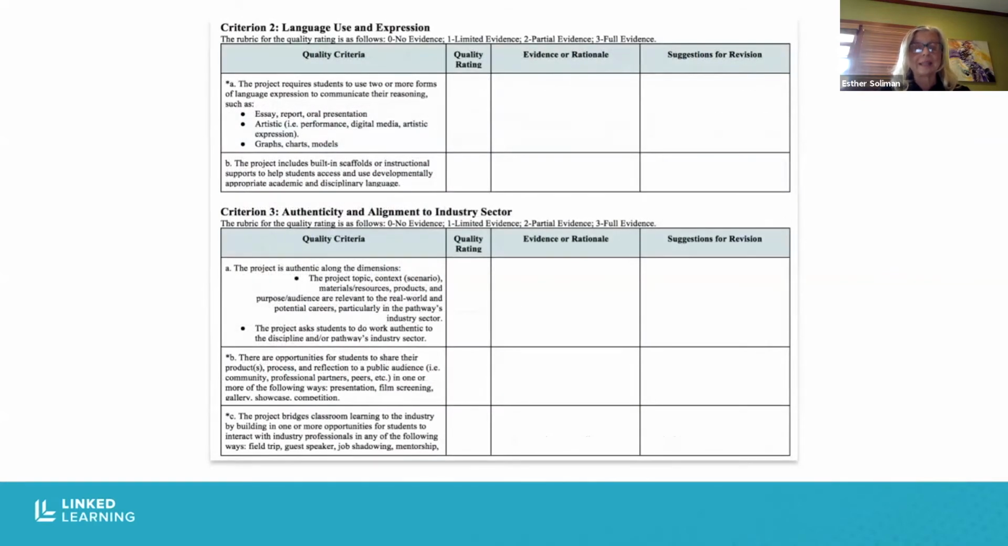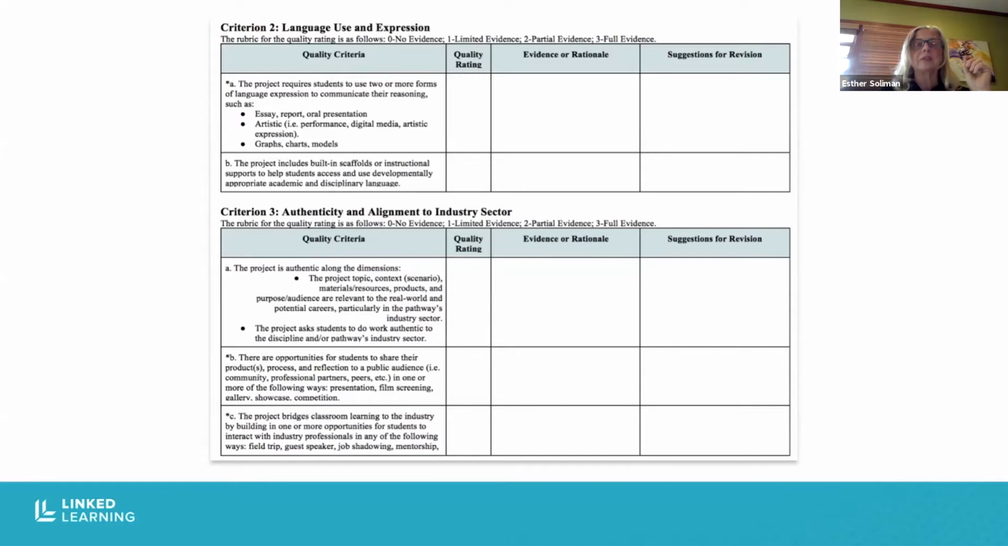This guide has 6 other criteria, such as language use and expression, authenticity and alignment to the industry sector, suitability for diverse student populations, such as English learners and special needs students, and students' directions, prompts, and resource materials.